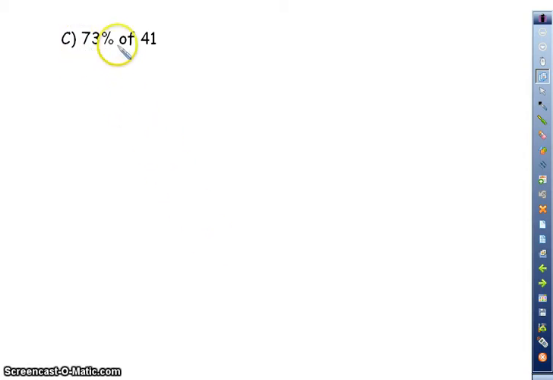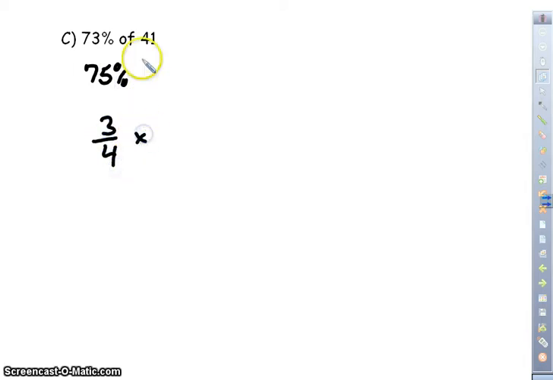All right, 73% of 41. As you look at your chart again, 73% is closest to 75%, which is equivalent to 3/4, times this number, which would round best to 40, so 40 over 1. I know a lot of you are trying to use your calculator for this. Drop the calculator. Use your fraction multiplication rules. It's much, much easier. Cross reduce.